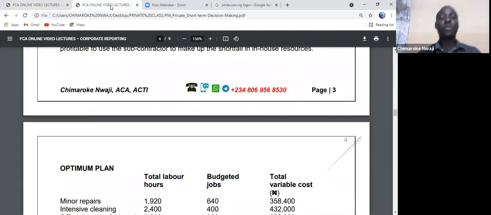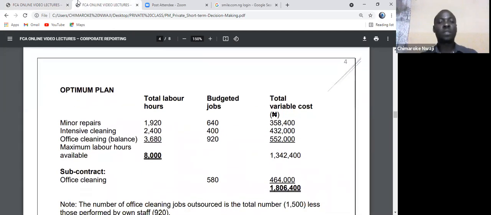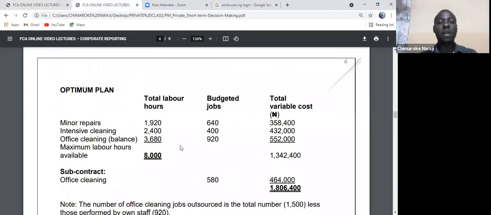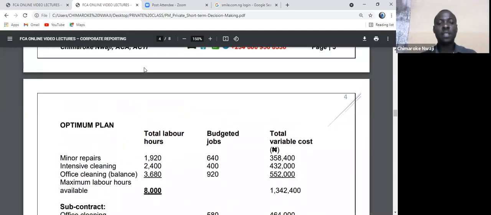The optimal production is to start with minor repairs. Why? Because that is the priority for in-house job. So minor repairs, the total job for minor repairs, let's see.